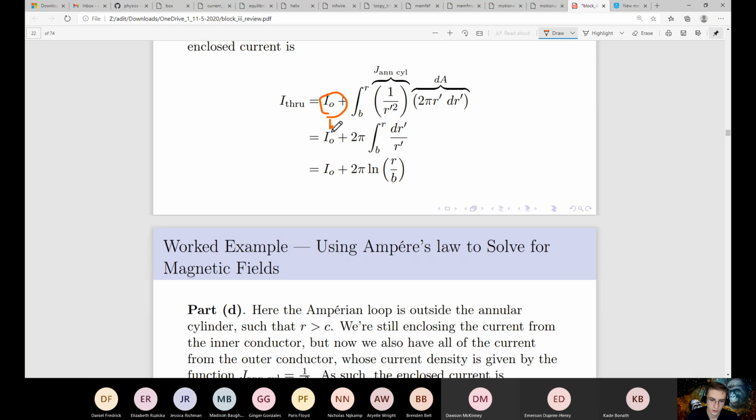I naught, that just stays. And then 2 pi is a constant, so I'll pull that out of the integral. One of the r's cancels, and I'm left with the integral of 1 over r integrated with respect to r. Now my bounds of integration, I have to be super careful. My bounds of integration are from b to r.